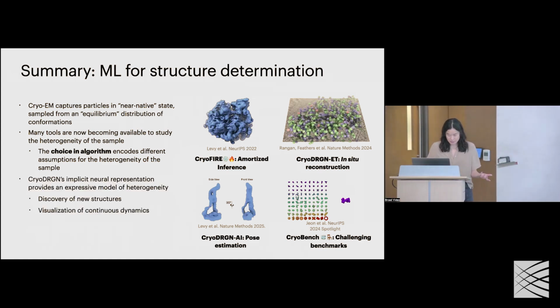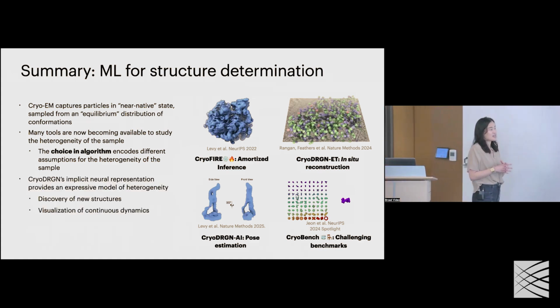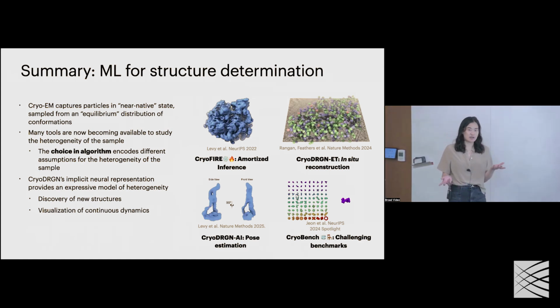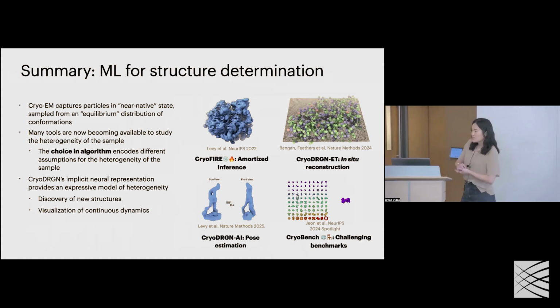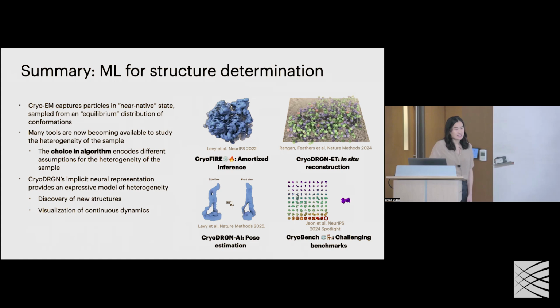That's driven our benchmarking work. cryoDRGN's neural field is a very expressive model of heterogeneity. And so I think that's nice to be able to discover new states in a relatively unbiased setting, as well as visualize these continuous dynamics.